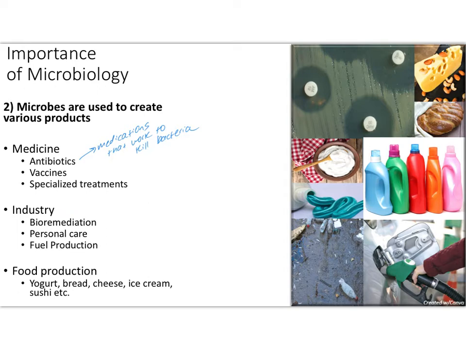Now, in terms of industry, we can use microbes in lots of different ways. One way is through the process of what we call bioremediation. Bioremediation is when we basically take a living organism and use it to help clean up something toxic or dangerous in the environment.